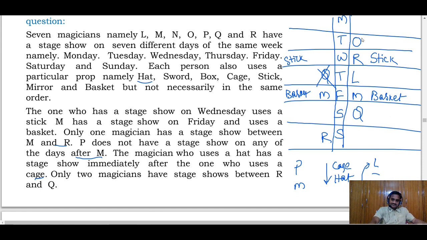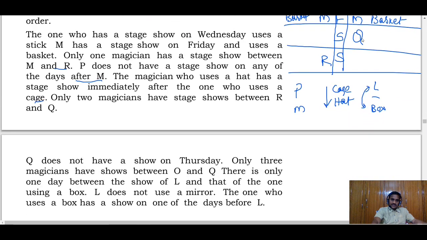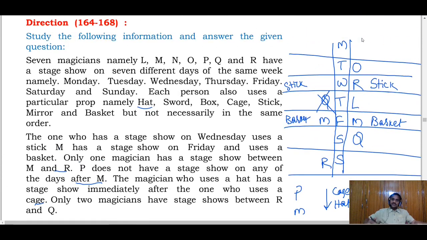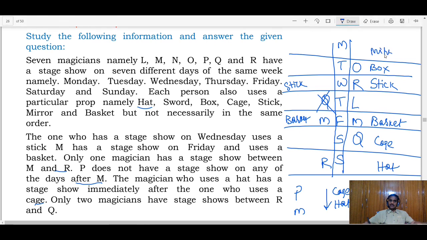Then next one: there is only one day between L and the one who uses a box. L does not use a mirror. The one who uses a box has a show on one of the days before L. Box is on one of the days before L. So box must be here. O is box. And case and hat are adjacent to each other, so case is here and this is hat. And mirror is not with L, hence mirror is here. Then P is before M. P is here. M is here. Then what is the other thing left over here? Case, stick, hat, sword. Sword is the element which is left over. Hence, L is on Thursday.